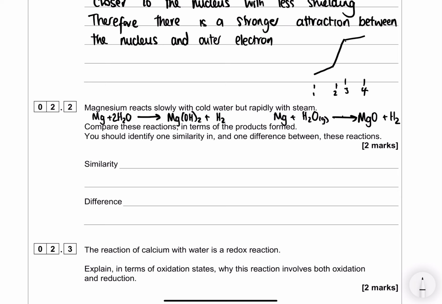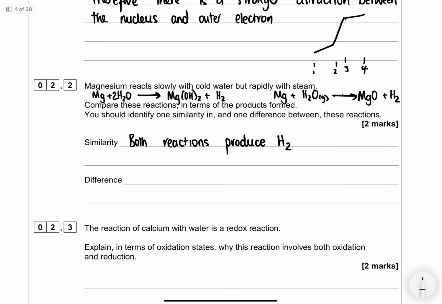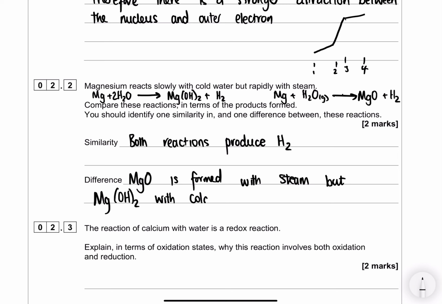So the similarity is, in terms of the products formed, both reactions produce hydrogen. You maybe could say that both reactions produce a white solid, but the main thing is that they both produce hydrogen. And what's the difference? The main difference, the product MgO is formed with steam, but Mg(OH)2 with cold water.